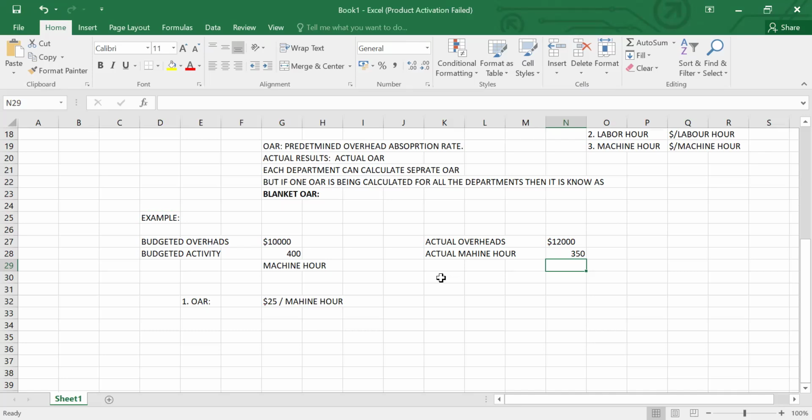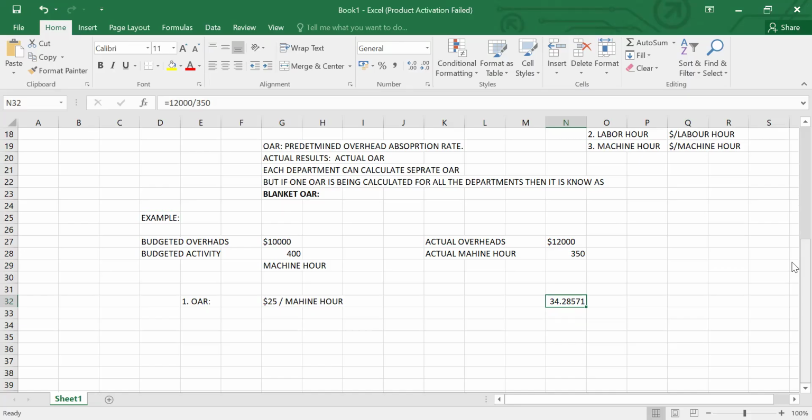So what we do is divide 12,000 by 350. So actual OAR comes to $34. Which means I assumed $25 would be added to my product, but here the answer is 34. So there are discrepancies in my calculation and in my result.